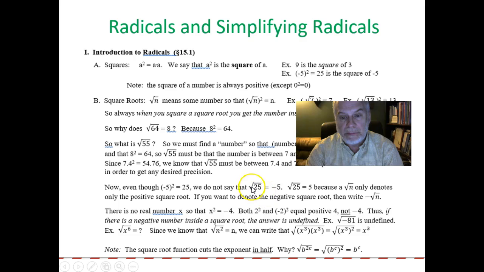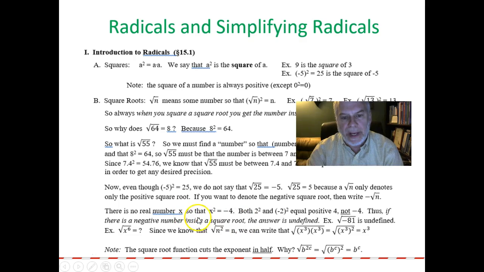Now, even though negative 5 squared is 25, we don't say that the square root of 25 is negative 5. We say that square root of 25 is positive 5 because the square root symbol really only means the positive square root. If we want to denote the negative square root, we just put a negative sign in front of it.